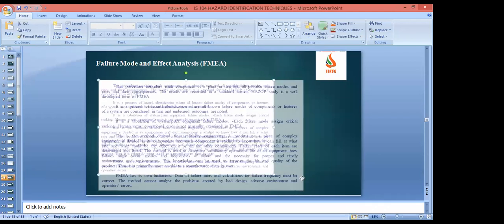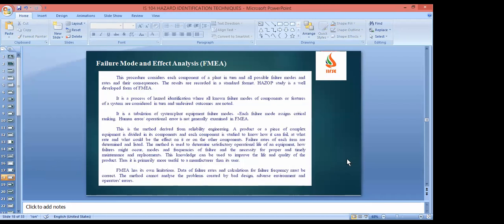And the other one is failure mode effect analysis. I think most of the people are familiar with this FMEA. This failure mode effect analysis is not going to discuss any causes which are errors of any humans. It is going to talk about the failure of an equipment. This procedure considers each component of the plant in turn, and also possible failure modes and the rates and their consequences. The results are recorded in a standard form.